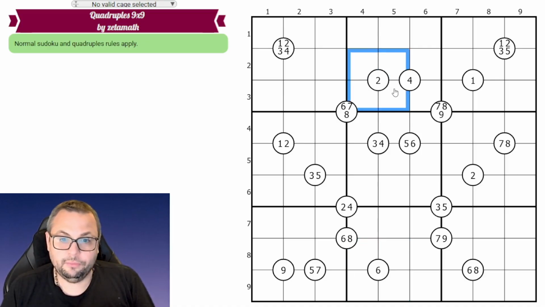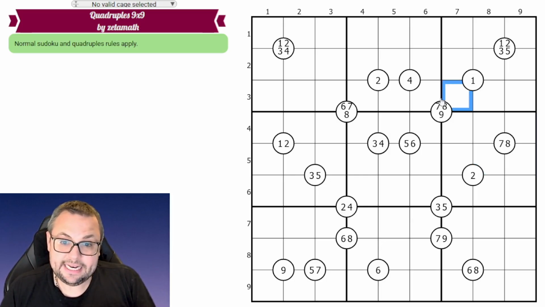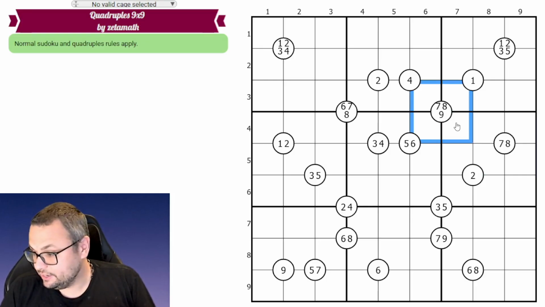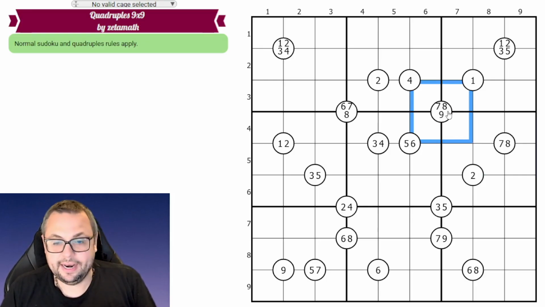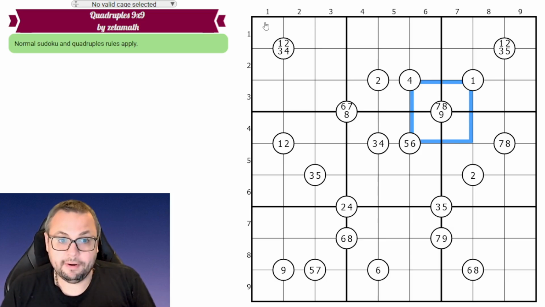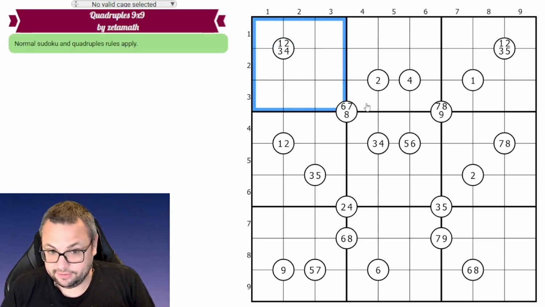This 2 tells me one of these is a 2. This actually tells me one of these is a 7 and one of them is an 8. Likewise, this one tells me one of these is a 7, one of them is an 8, and one of them is a 9. So that is how quadruples work. Remember, as usual, we need to place every digit from 1 through 9 in every row, column, and 3 by 3 box, so exactly once.